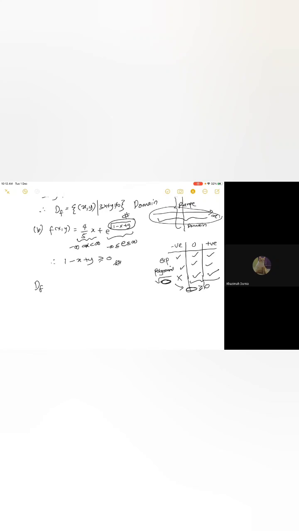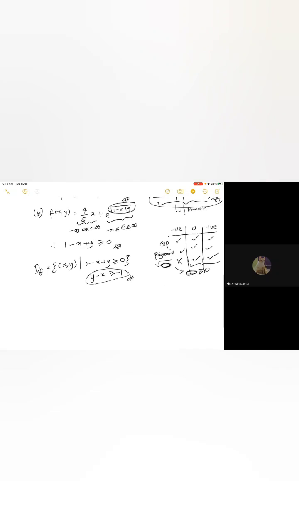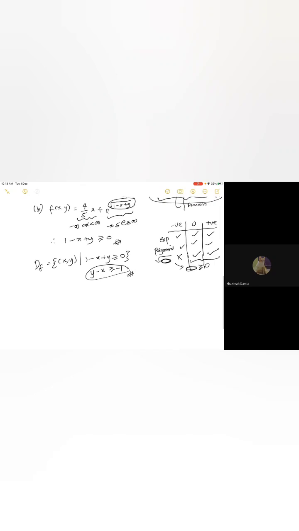Or you can write in terms of your domain of f is the variable of x and y in which 1 minus x plus y must be greater than or equals to 0 only. Okay, or in the book actually they have rearranged this equation, y minus x greater than or equals to negative 1, which is also the same. Okay, C.